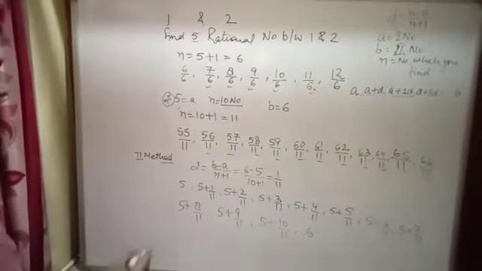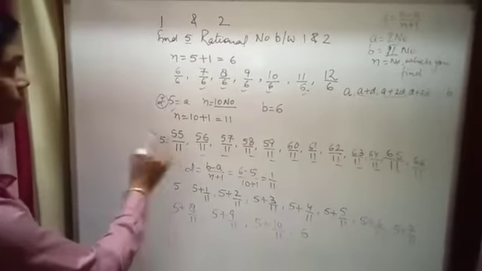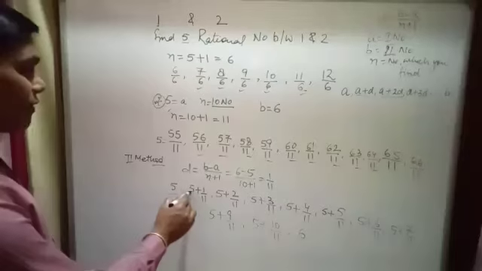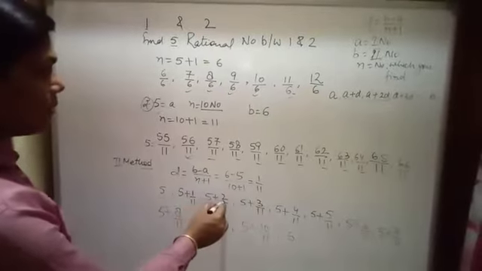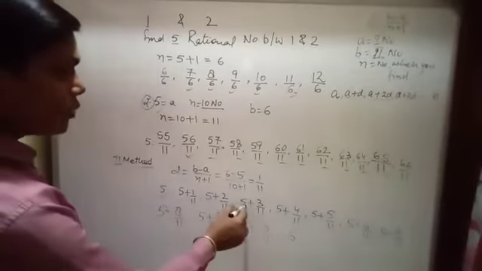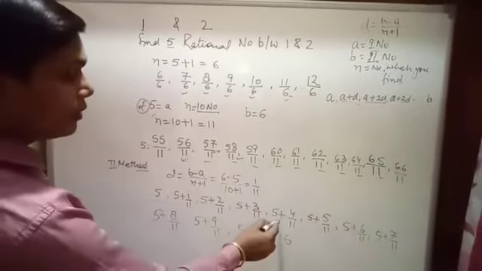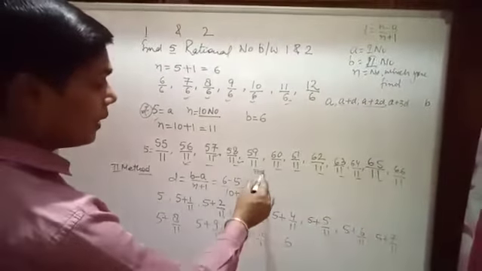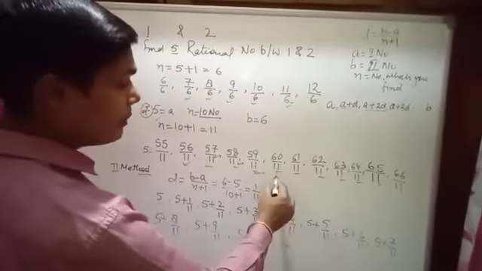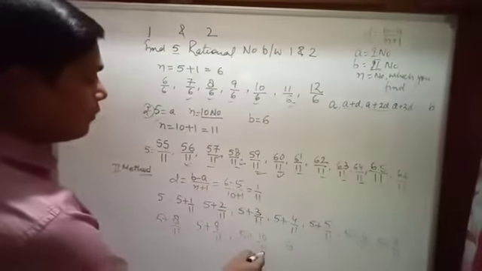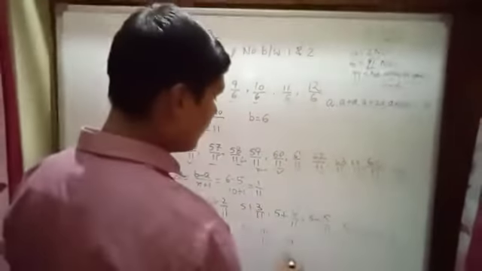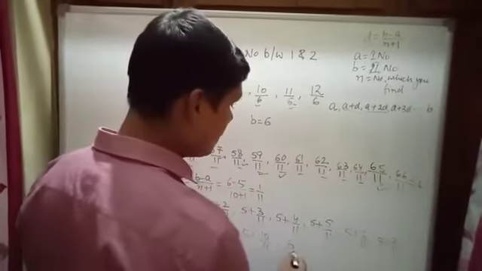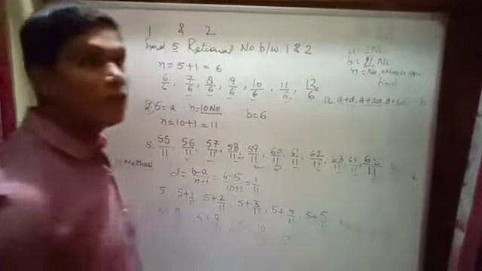Check these numbers. The first number is 5. Second, 11 times 5 is 55 plus 1, 56 by 11. This number is the same. 11 times 5 is 55 plus 2, 57 by 11. This one will be 58 by 11, this one 59 by 11, this one 60 by 11 and so on. The last number will be 11 times 5 is 55 plus 10, 65 by 11, and the last number which is equal to 6 is this. So from both processes we are getting the same answer.